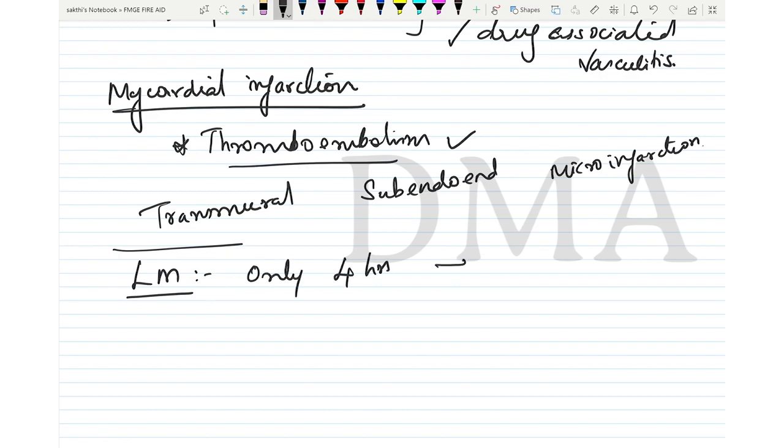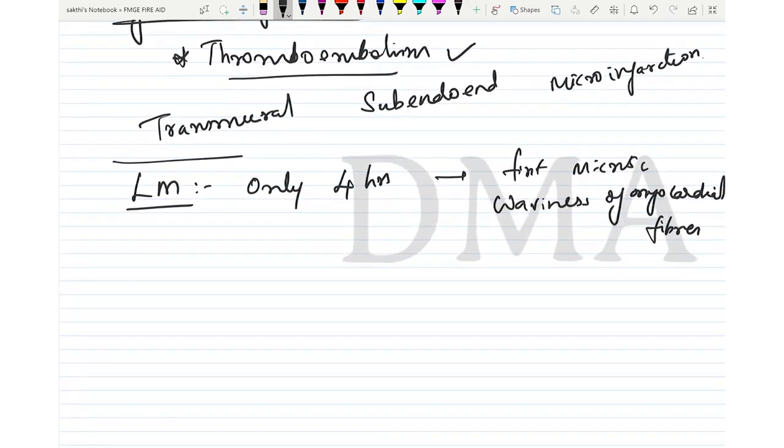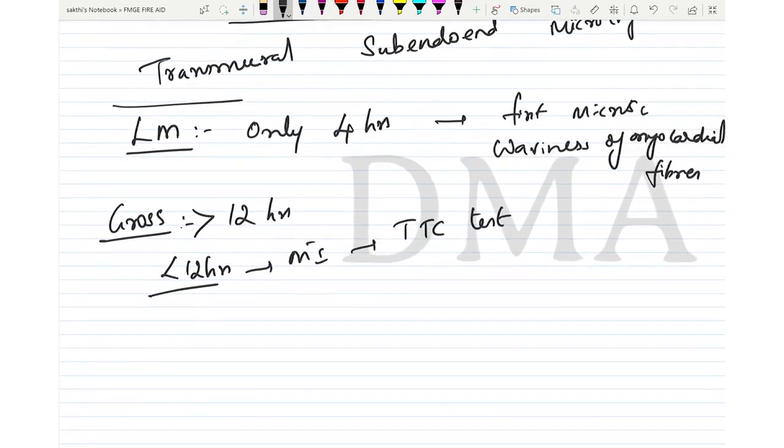The first gross finding of myocardial infarction will occur after 12 hours. So less than 12 hours, if you have to identify the MI area, it can be done using the TTC dye test. Granulation tissue in myocardial infarction appears at around 7 to 10 days of MI, and scar tissue will appear at about 2 months of myocardial infarction.